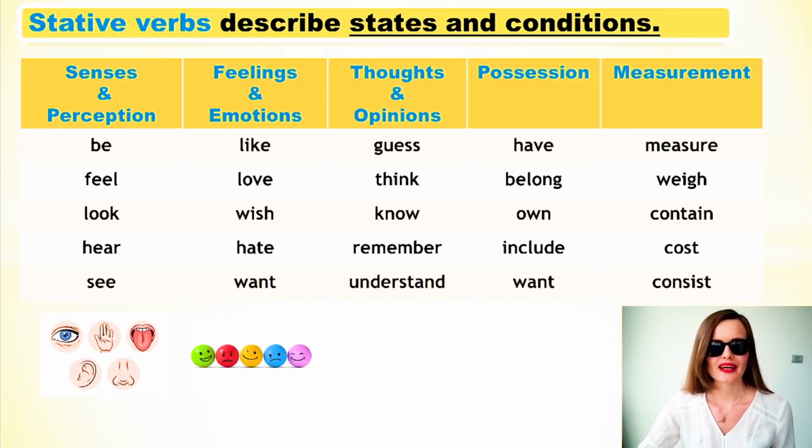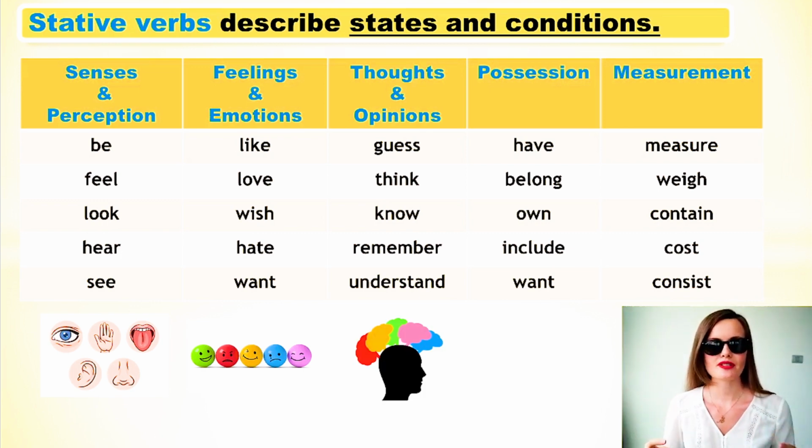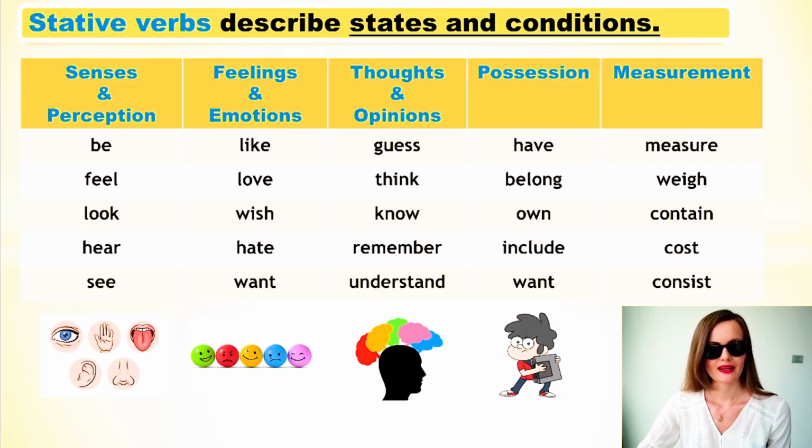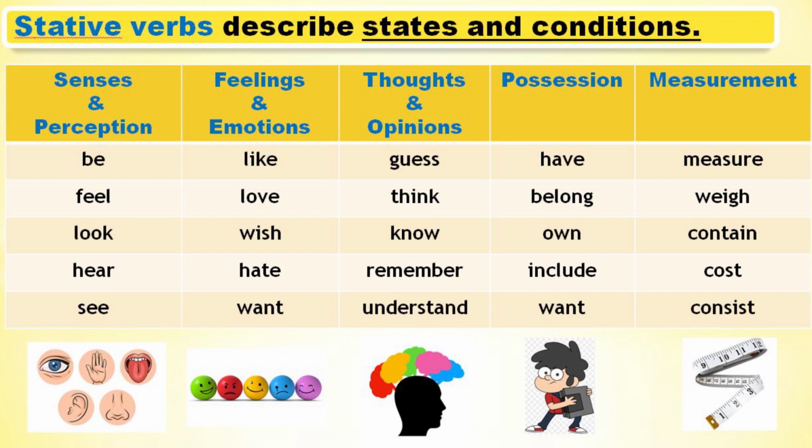The next category is feelings and emotions, like love, wish, hate, want. The next category is the verbs of thoughts and opinions. Guess, think, know, remember, understand. The other category is the category of possession. Have, belong, own, include, want, and so on. The next category is the verbs of measurement. For example, measure, weigh, contain, cost, consist.